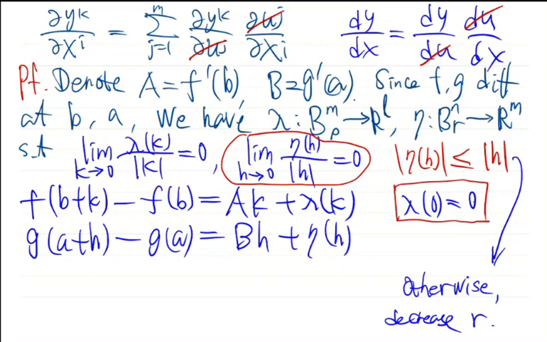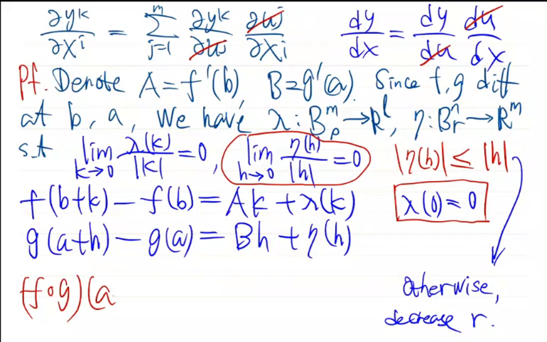So eventually, the norm of the quotient will not be greater than 1. Therefore, this means the norm of eta h is not greater than the norm of h. So this is our preparation. Now, we will study the differentiability of the composition.